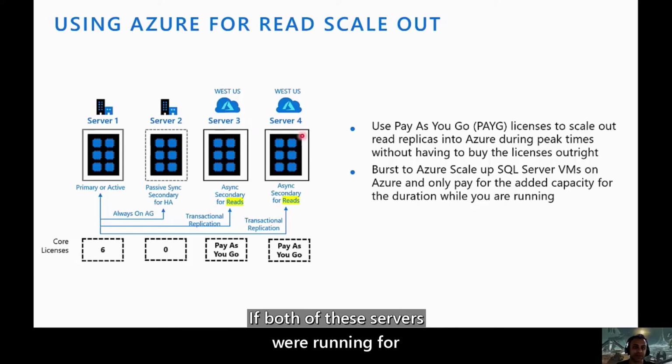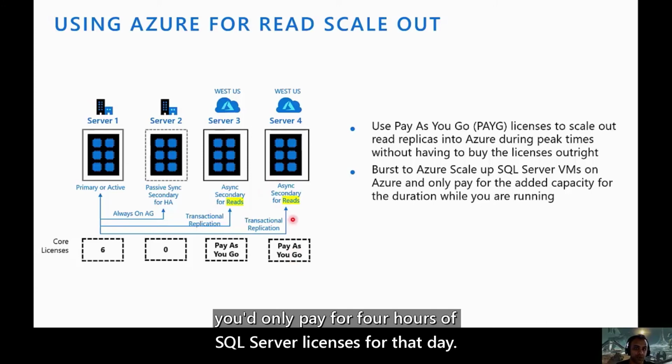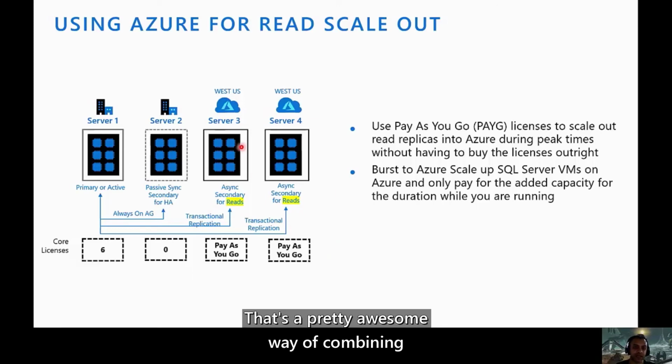So if both of these servers were running for 4 hours each on a given day, you'd only pay for 4 hours of SQL Server licenses for that day. So that's a pretty awesome way of combining pay-as-you-go licensing and your SQL Server on-premises licensing to optimize your cost of ownership. So the question is, where do you go to learn more?